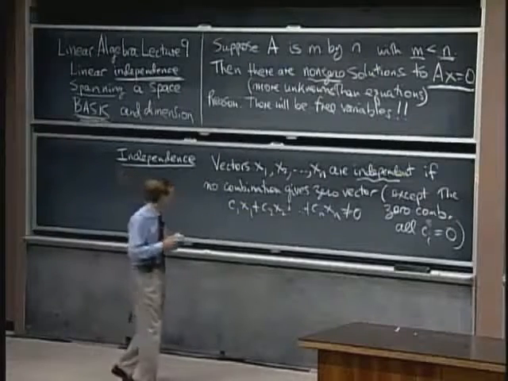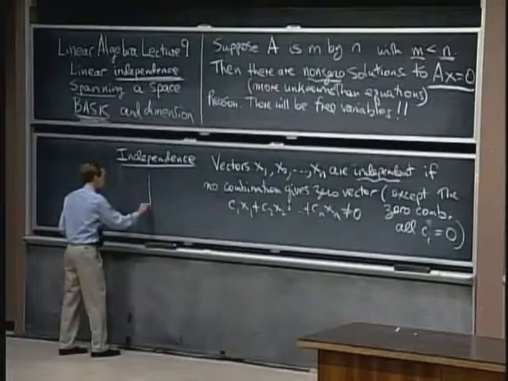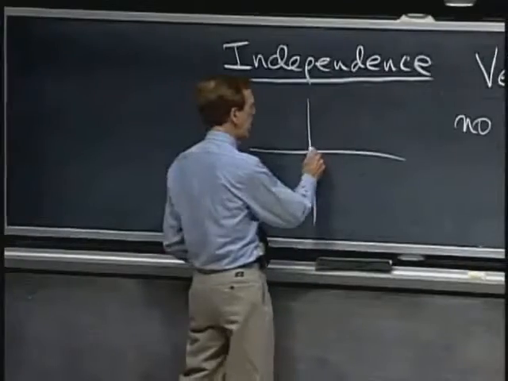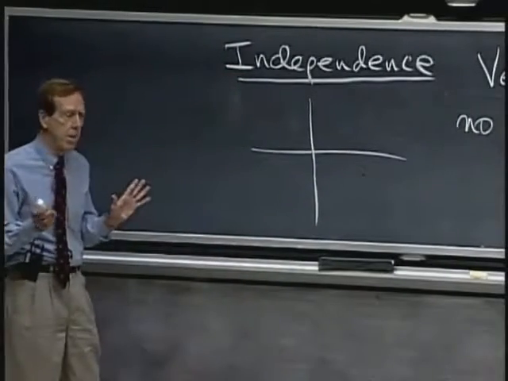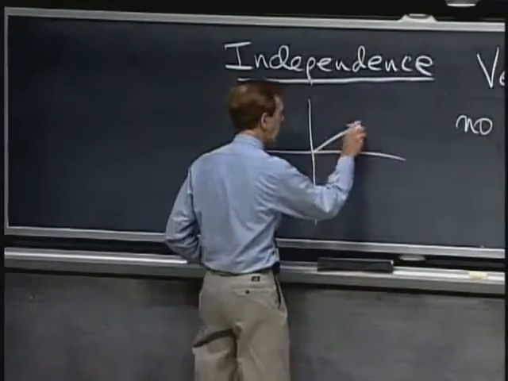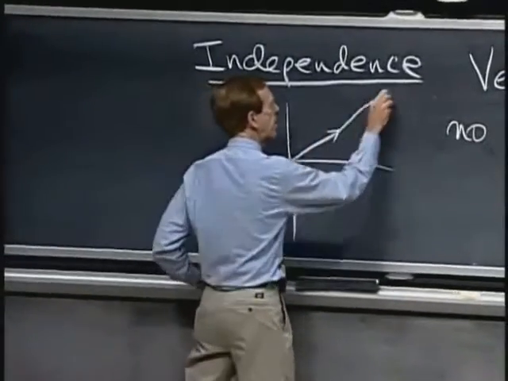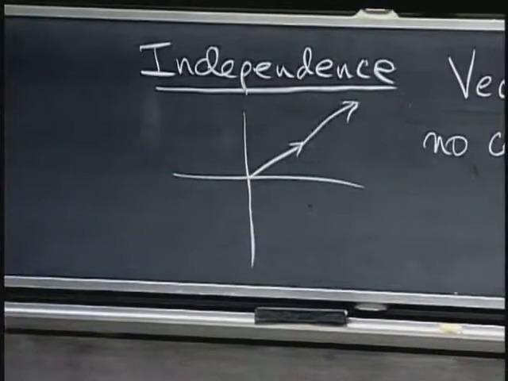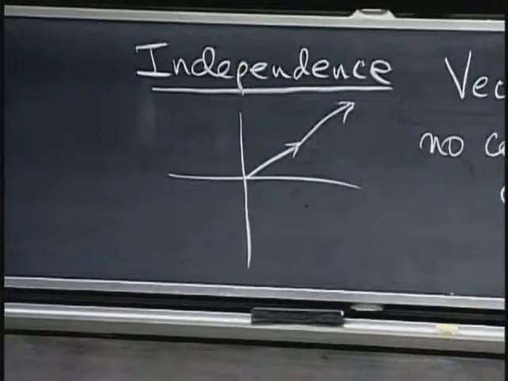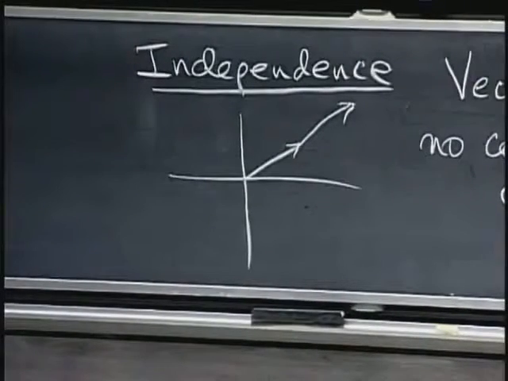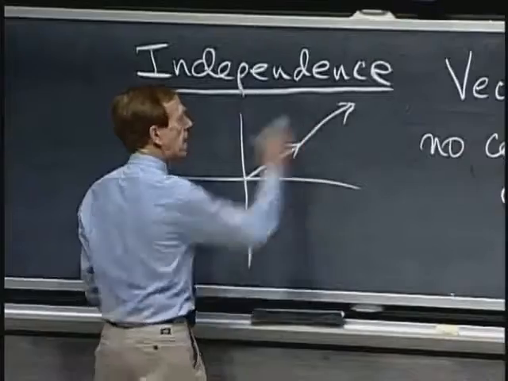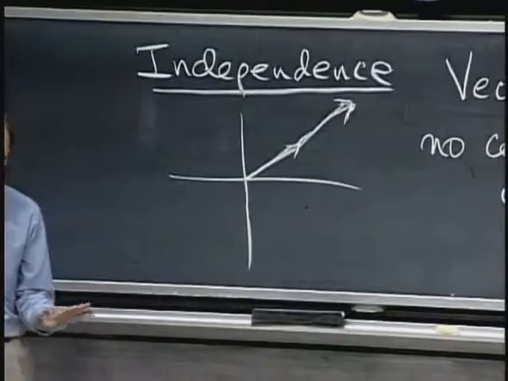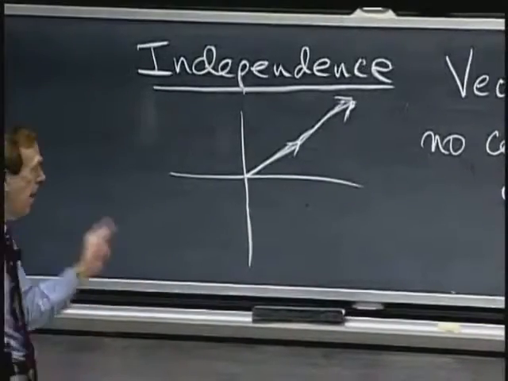Examples. Suppose I'm in, say, two-dimensional space. I'd like to first take an example where I have a vector and twice that vector. So that's two vectors, v and 2v. Are those dependent or independent? Those are dependent for sure, right? There's a combination. One vector is twice as long as the other. So if the word dependent means anything, these should be dependent, and they are.